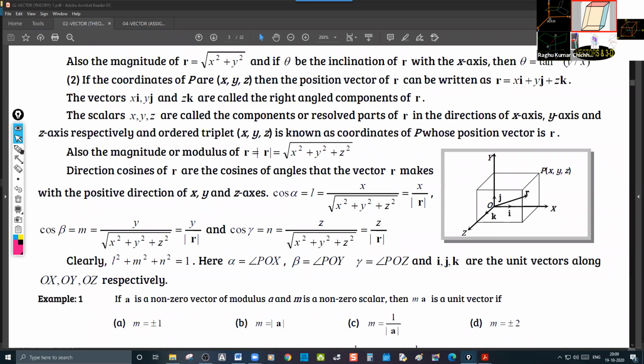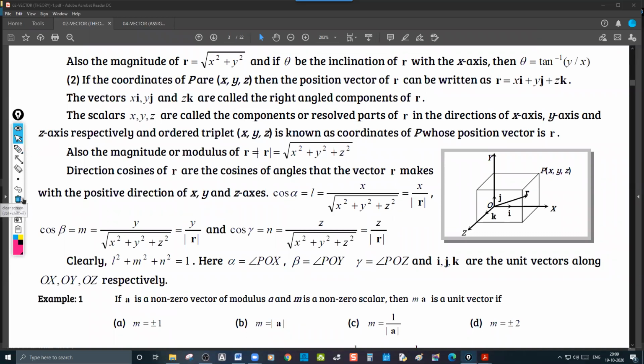Yes, Kaushik. Could you forward the PDF of vectors, sir? Yeah, I'll do that.